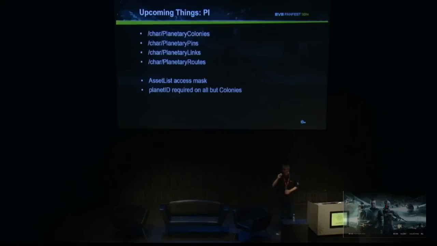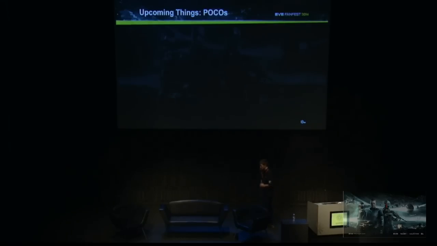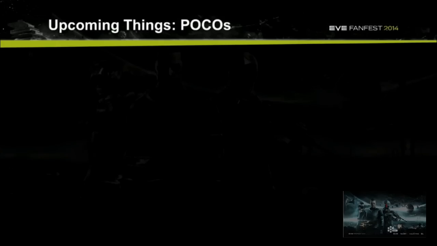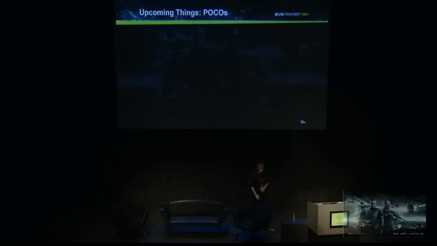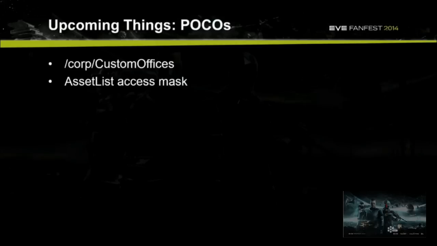Someone's phone. That's okay. The next thing that's upcoming, this is done. I just need to get it out. POCO information for your corporation will now be in the API, /corp/customs offices, pretty simple.